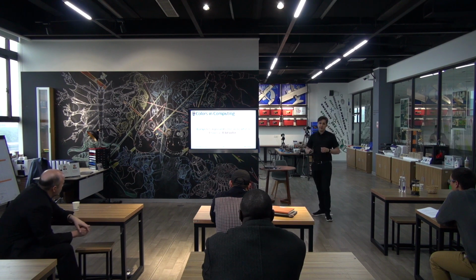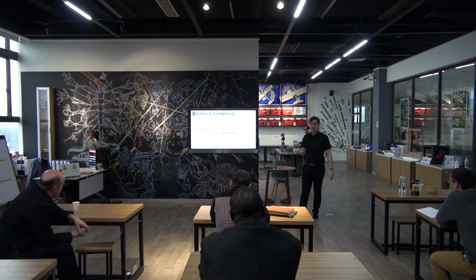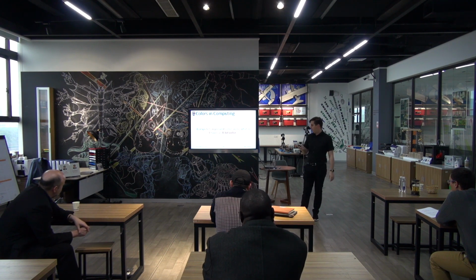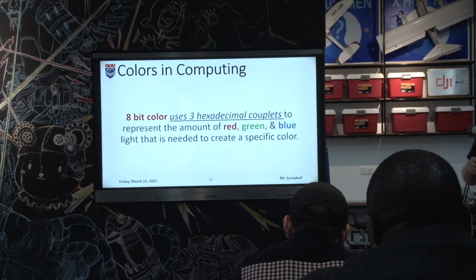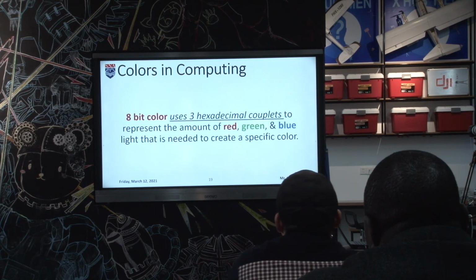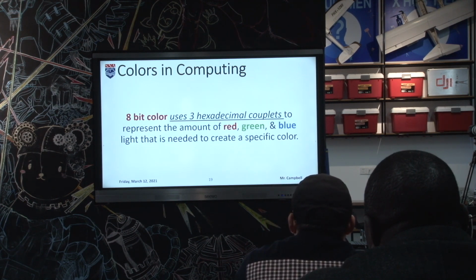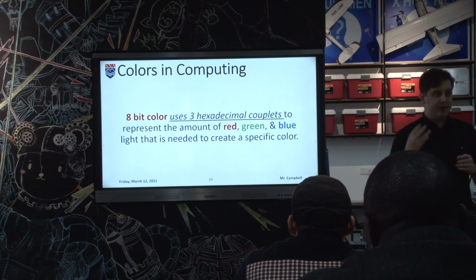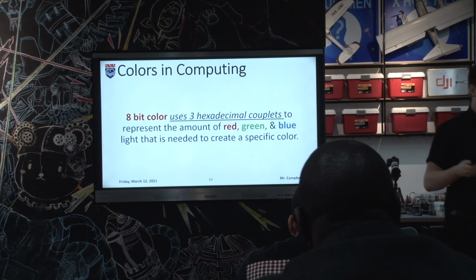And you might have heard this term before, 8-bit color, or potentially even 12 or 16-bit if you've looked at very high-end equipment. Now, it's pretty easy to get the big idea behind this. 8-bit color uses 3 hexadecimal couplets. A couplet is a combination of 2. Each of these couplets represents the amount of red, green, and blue light. So each couplet is telling the pixels in the computer screen how much light to present.